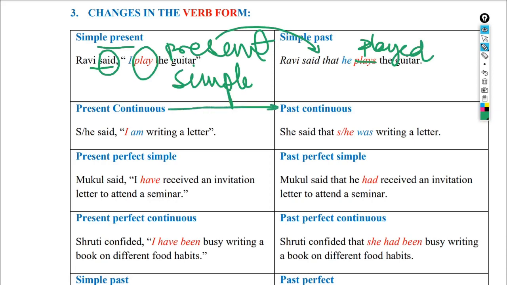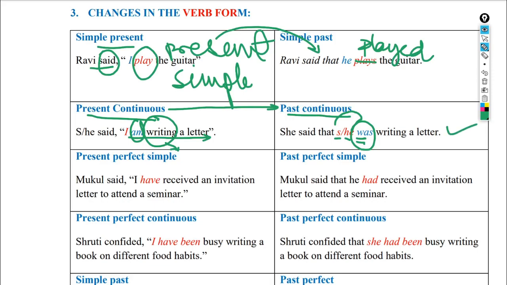Present continuous will be transformed into past continuous. She said, I am writing a letter. Am writing is the present continuous. This one will be transformed into past continuous. It may be was writing or were writing, depending on the pronoun. Therefore, the answer is she said that she was writing. Whether it is he or she, it is singular, therefore it will take the singular auxiliary verb, that is was. She said that she was writing a letter.